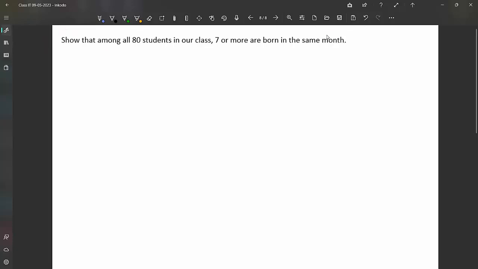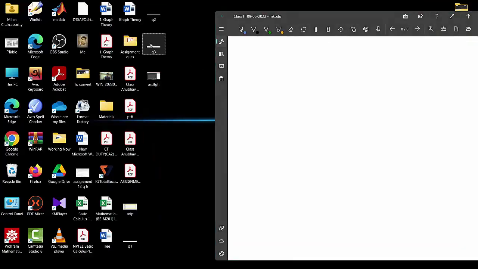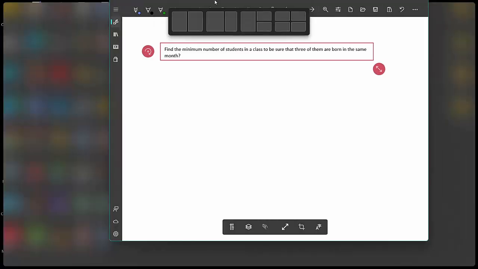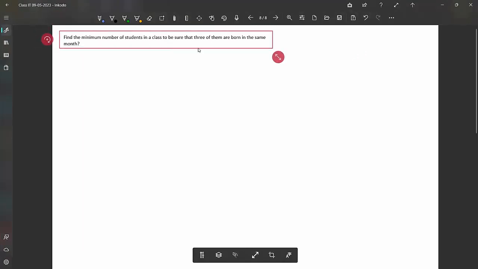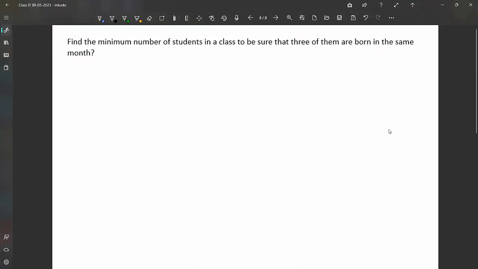Just 1 minute. First, we start with this problem. It will be better to understand. Just read it. Find the minimum number of students in a class to be sure that 3 of them are born in the same month.